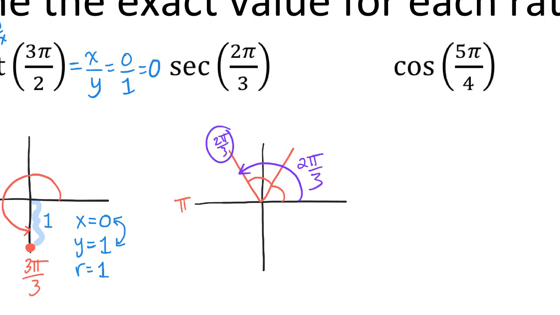So now what I need to do, just like before, is put a point somewhere on that terminal arm. Now we need to consider what are the x and y values that I need here, and r values as well.